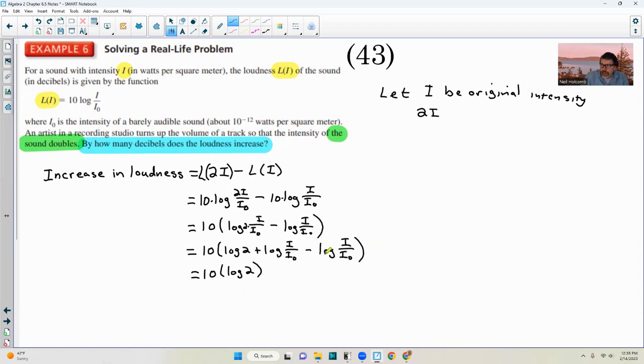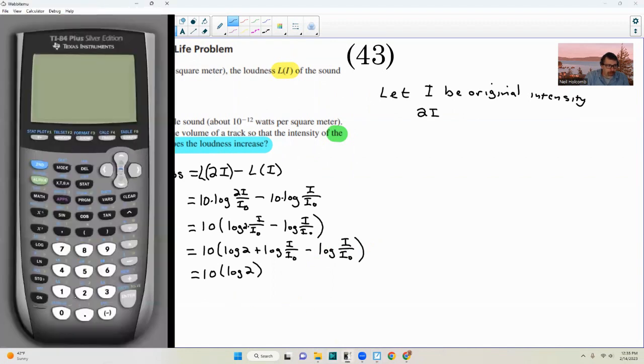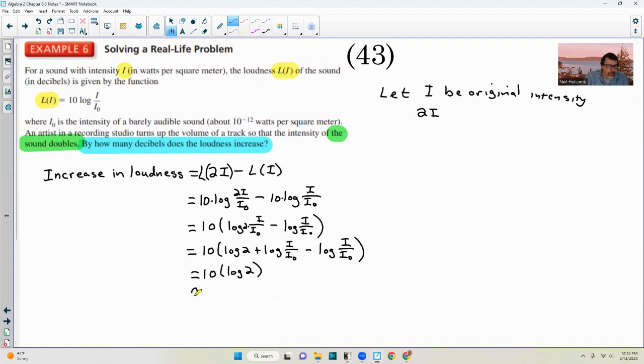Okay. So the loudness increased by 10 log 2 decibels. Well, what is that? Turn my calculator on. 10 times the log of 2 becomes approximately 3.010. So how many decibels did the loudness increase? Approximately 3 decibels. All right, so that's how you use logarithms in a real world situation.